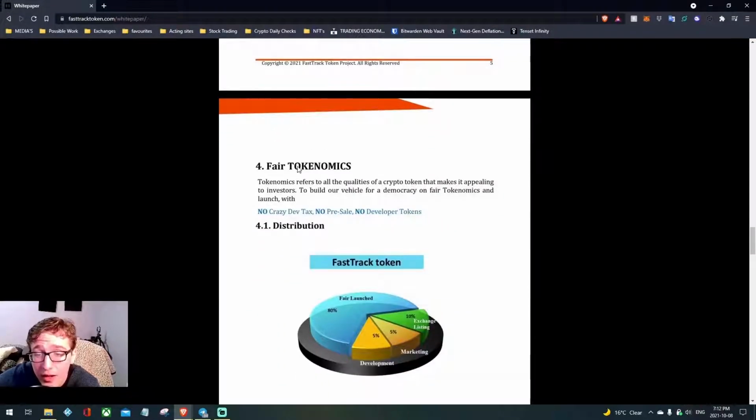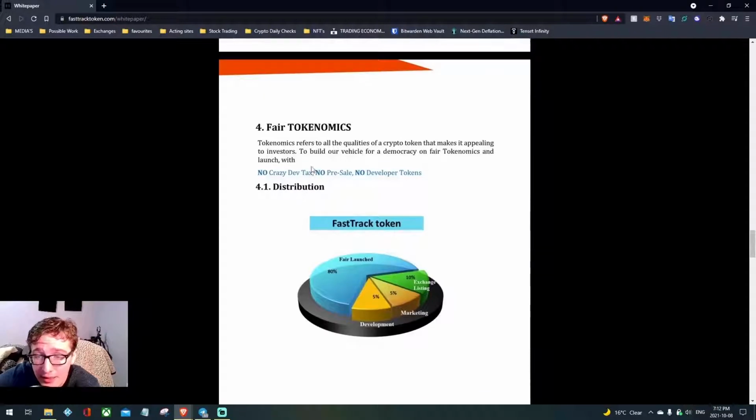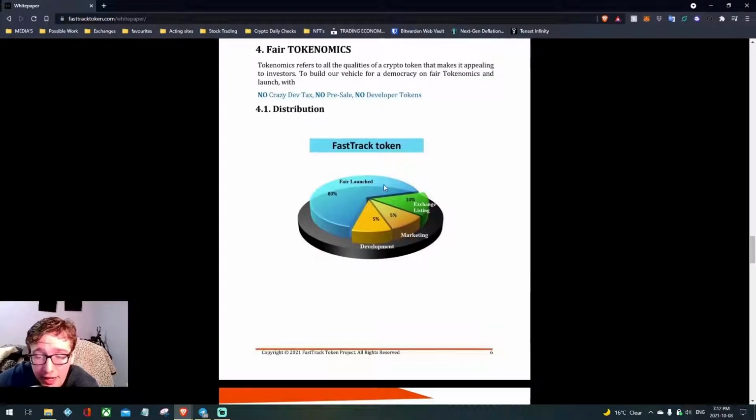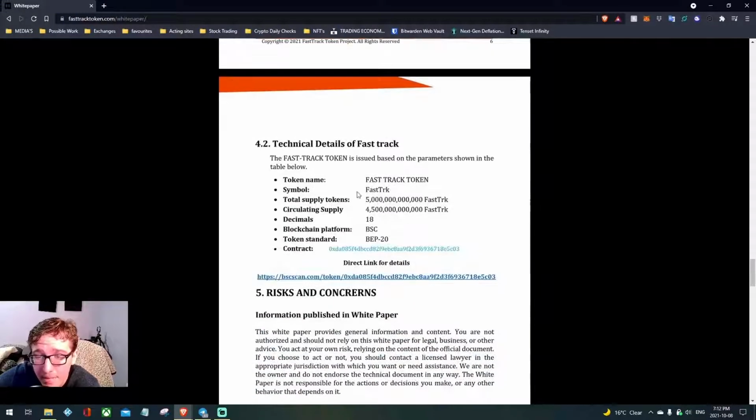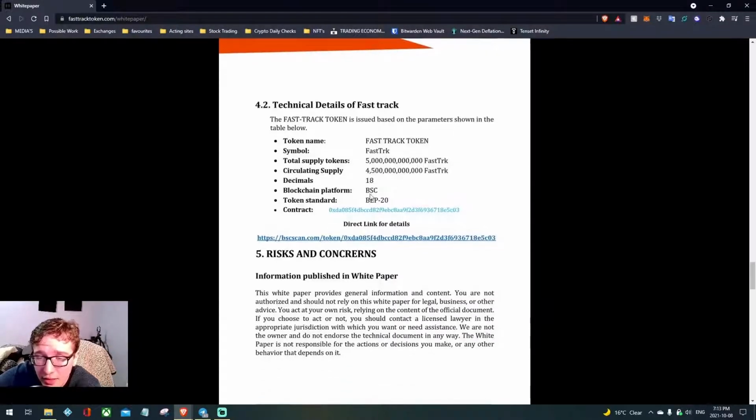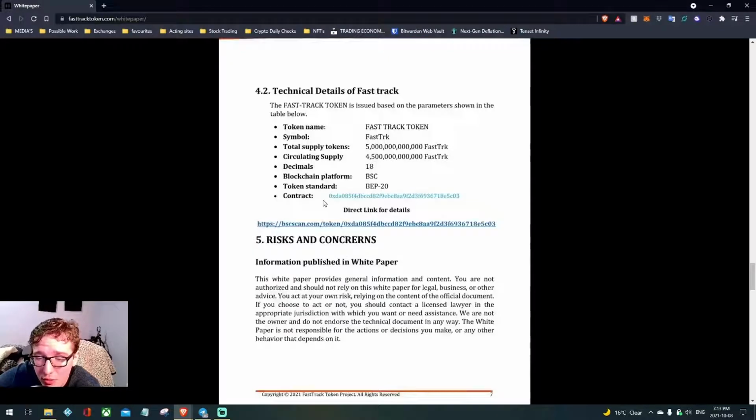Number 4, fair tokenomics. These are the same tokenomics. So fair launch, 80%. 10% exchange listing, 5% marketing, 5% development. So technical details, the same things we just talked about in the past section. There you go. Total supply, 5 trillion, circulating 4.5.